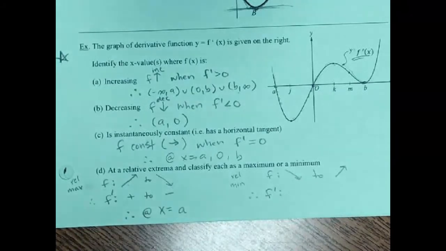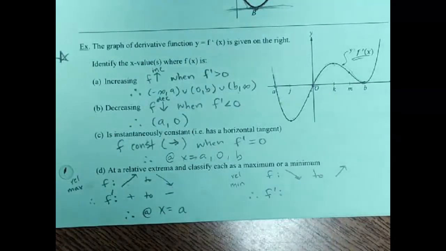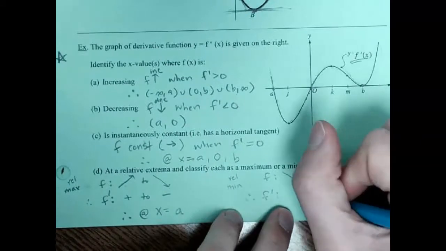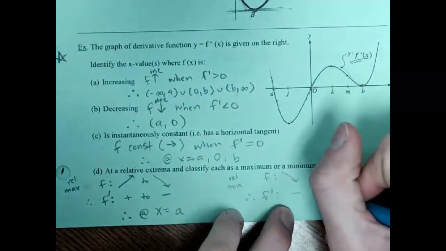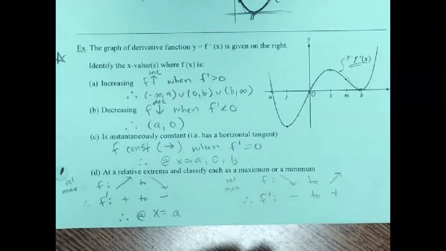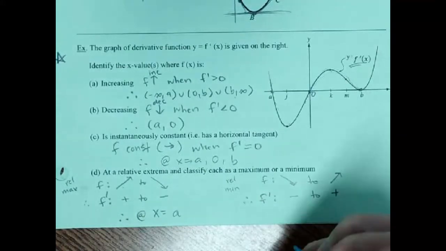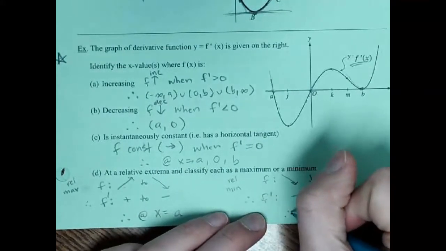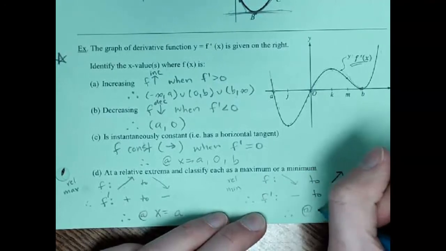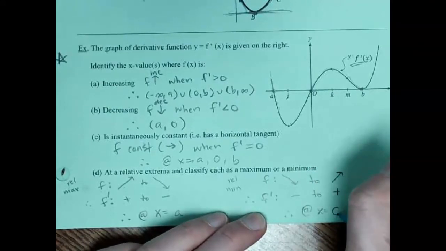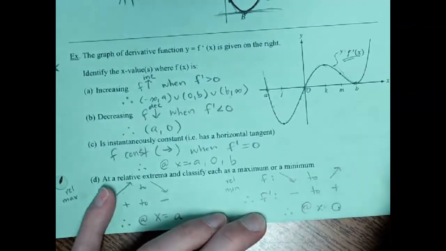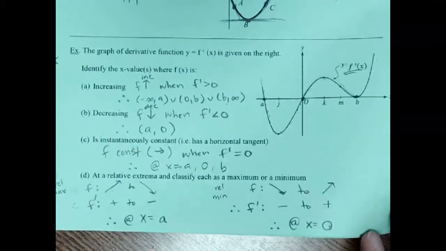If f changes from decreasing to increasing, that means f prime, the slope, changes from negative to positive. And there's only one place on this graph where that happens. Therefore, at x equals 0. Oops, sorry, x equals 0. Okay, so think about it.